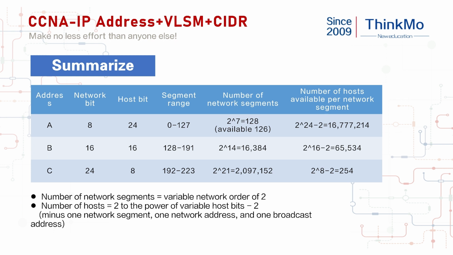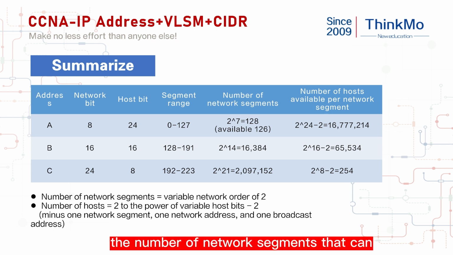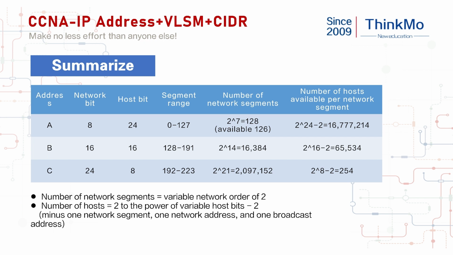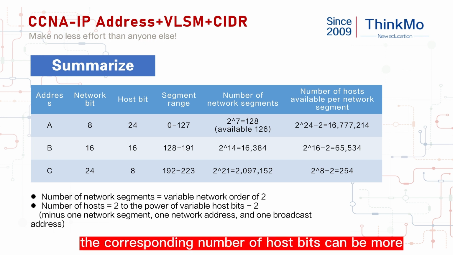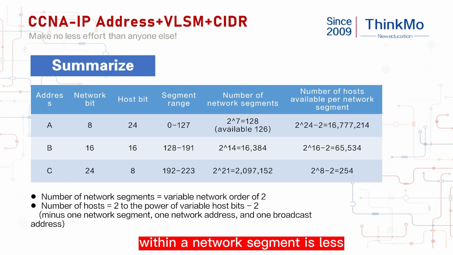For equipment, fewer network bits means a smaller number of network segments that can be allocated, because the network bits are only 8 bits. Now only 100 plus can be allocated, and the corresponding number of host bits can be more. The number of available network segments is less.